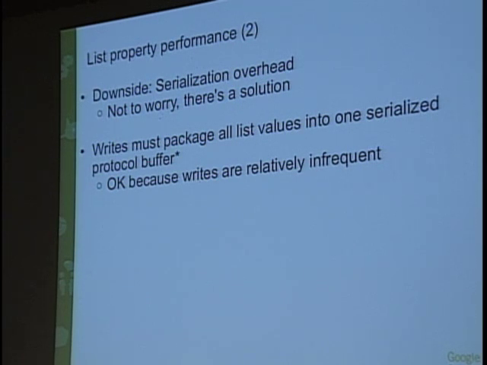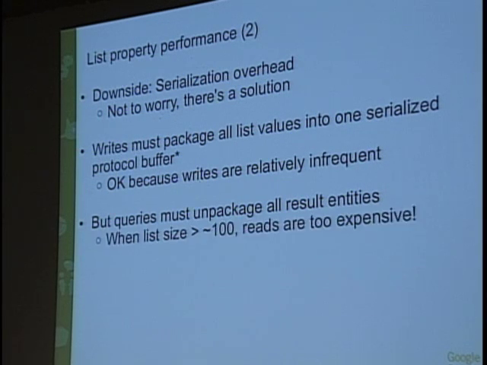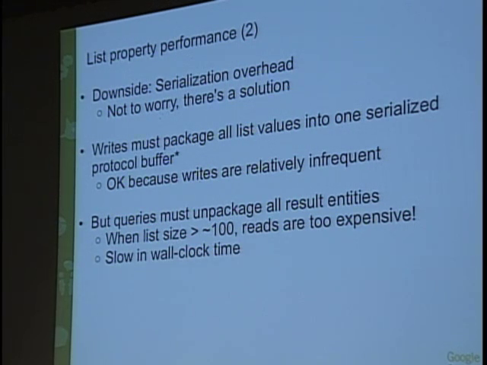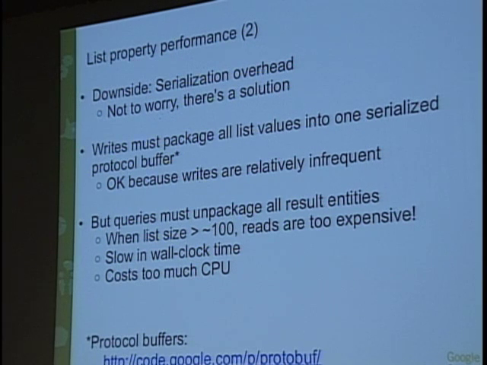For writes, it's okay that it's a little bit slower because writes don't happen that often. When I type my message and need to deliver it to 100 friends, that just happens one time. But reads are a little bit different because the deserialization has to happen every time each one of those 100 users logs in to retrieve their messages. So reads are a little bit too expensive for this, and they're slow in wall clock time. That is the amount of time that elapses while this happens. It costs too much CPU time to do this deserialization. That's unnecessary. And here's a link to the protocol buffers that we have open source, so you can read more about protocol buffers.